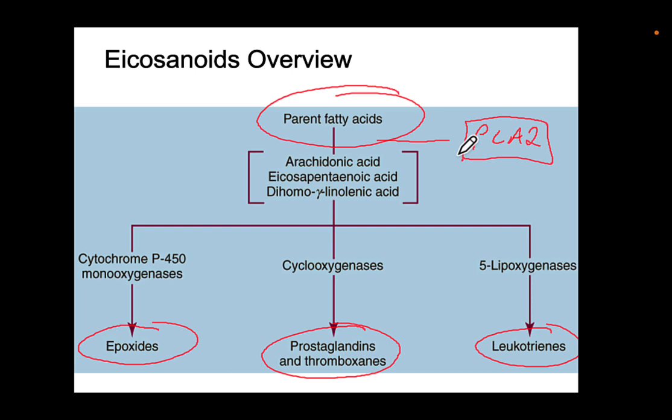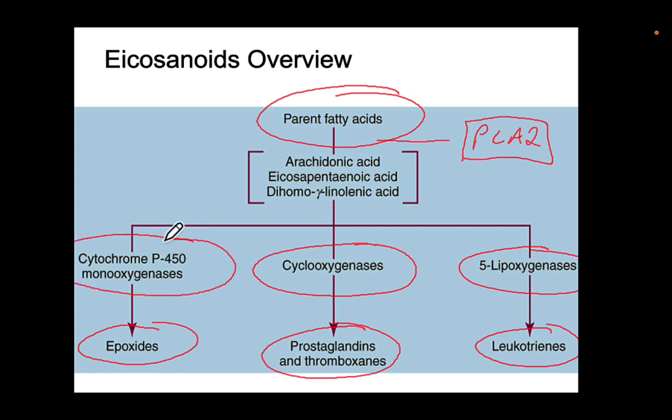For the prostaglandins and thromboxanes, we have an enzyme family called cyclooxygenases. For the leukotrienes, we have 5 lipoxygenases. And again, for the epoxides, which we won't be discussing much, the arachidonic acid is converted into epoxides by the action of cytochrome P450 monooxygenases.